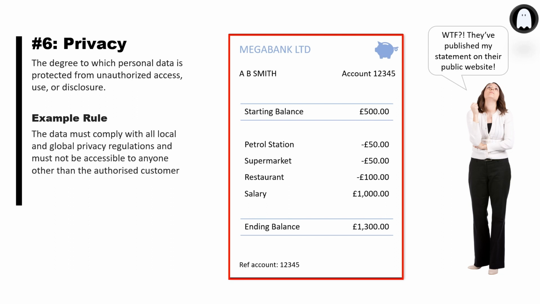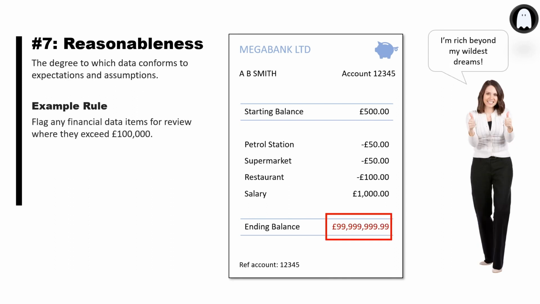You'll probably be glad to know that we're more than halfway through our 11 dimensions now, with the 7th being reasonableness. It sounds like a made-up word, but it is in the dictionary. Reasonableness is all about whether data conforms to expectations and assumptions.